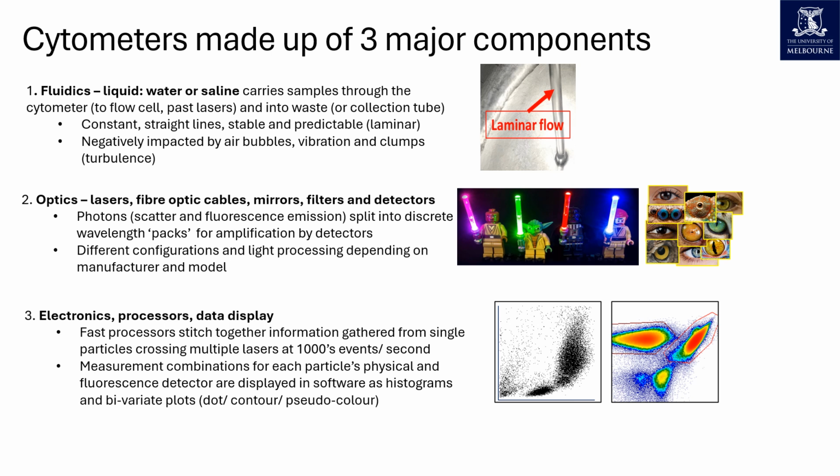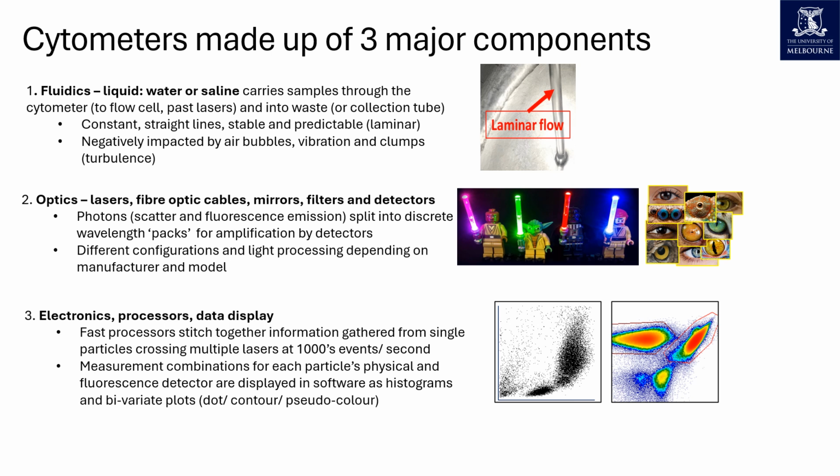The fluidic system, which is made up of sheath tanks, tubing, regulators, pumps, filters, valves, and the flow cell, regulate the flow of samples within sheath fluid, ensuring a constant and predictable passage of particles through the cytometer.